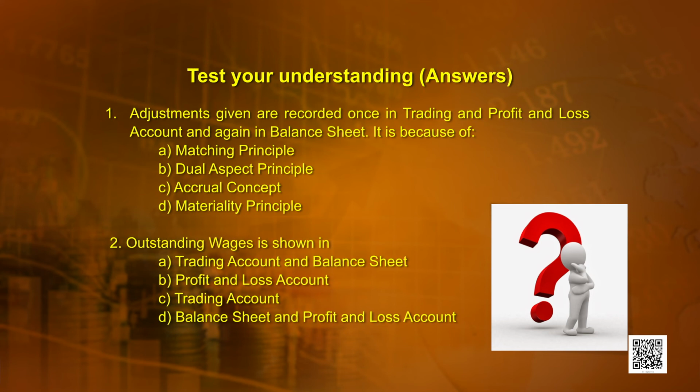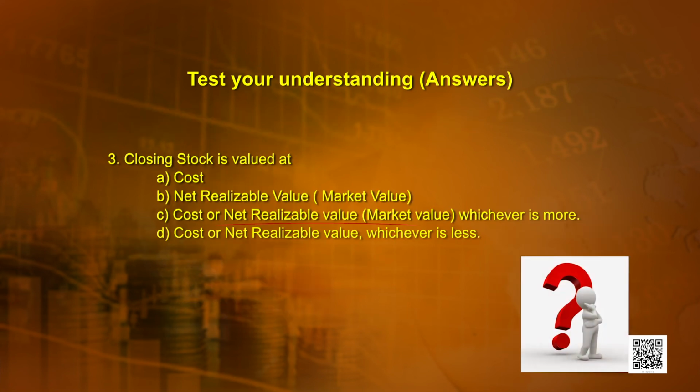Question 2. Outstanding wages is shown in A. Trading account and balance sheet, B. Profit and loss account, C. Trading account, D. Balance sheet and profit and loss account. Question number 3. Closing stock is valued at A. Cost, B. Net realizable value or market value, C. Cost or net realizable value or market value, whichever is more, D. Cost or net realizable value, whichever is less.